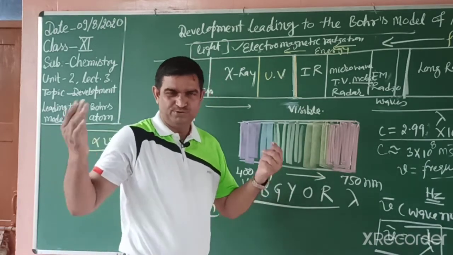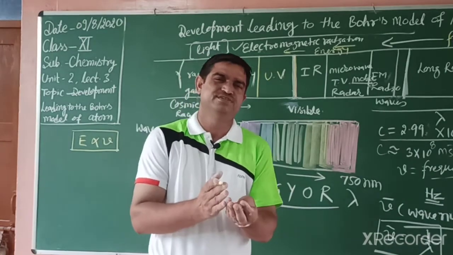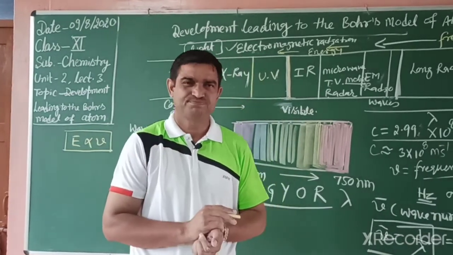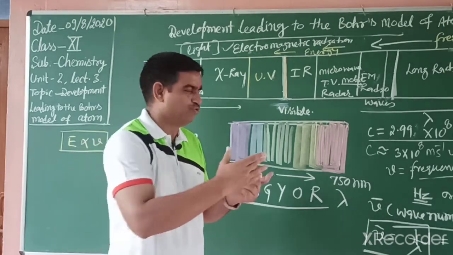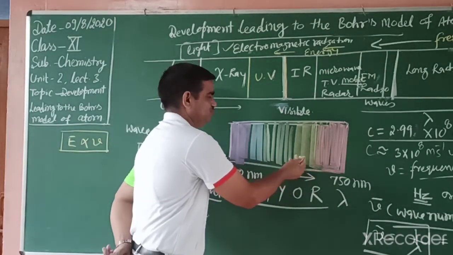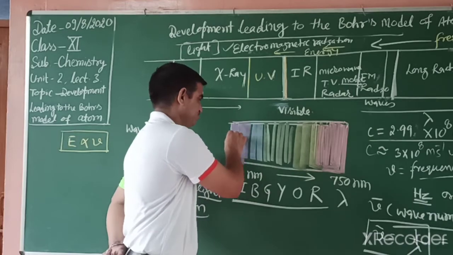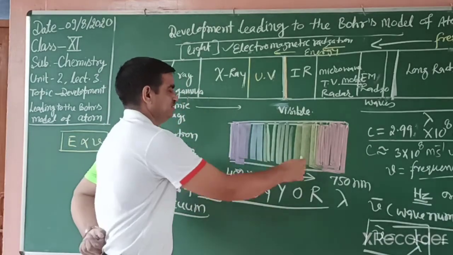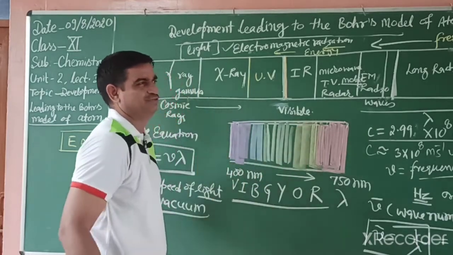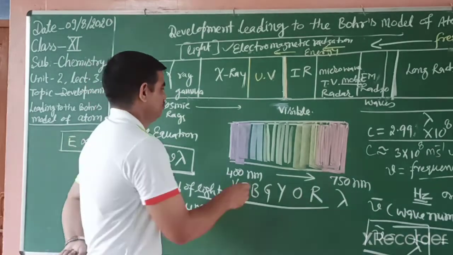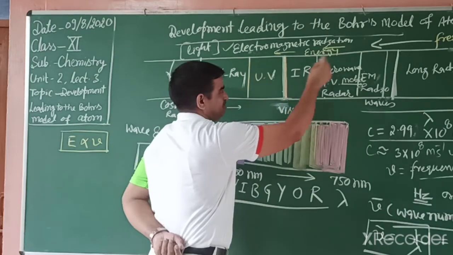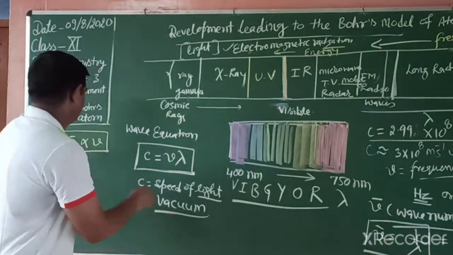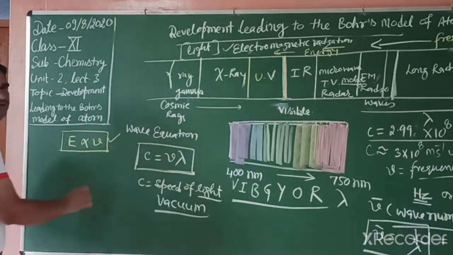You have seen that when we heat an iron rod, at first it is dull red, then hot red, further it changes into yellow, and last it changes into violet color. So this color also depends on the energy. So violet color energy is more than red color. Why? Energy and frequency both increase, and energy and frequency are directly proportional.